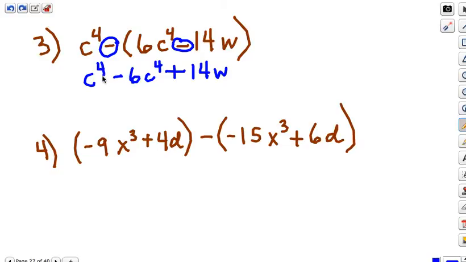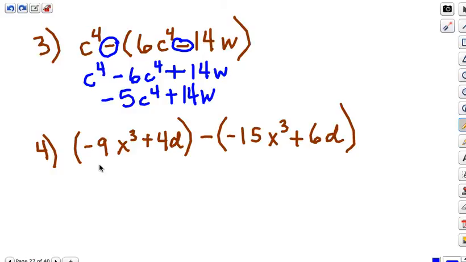Okay, they're already grouped by like term. So c to the fourth minus 6c to the fourth. Remember that there's really that imaginary 1 there. So we can think of it as 1 minus 6, which is negative 5c to the fourth plus 14w. Okay, that one is simplified. Now let's move on to number 4. This one is one where we're subtracting two binomials.